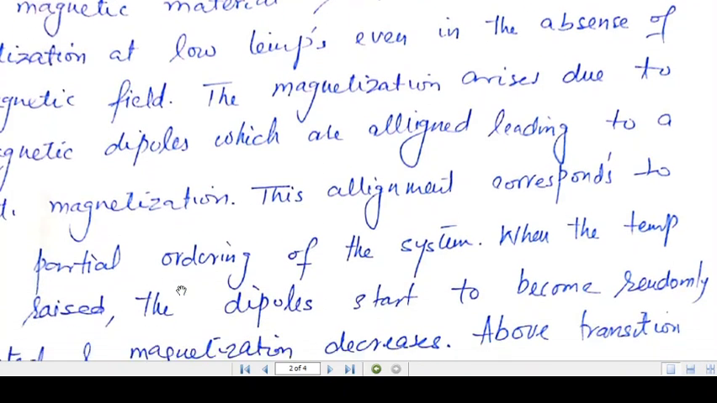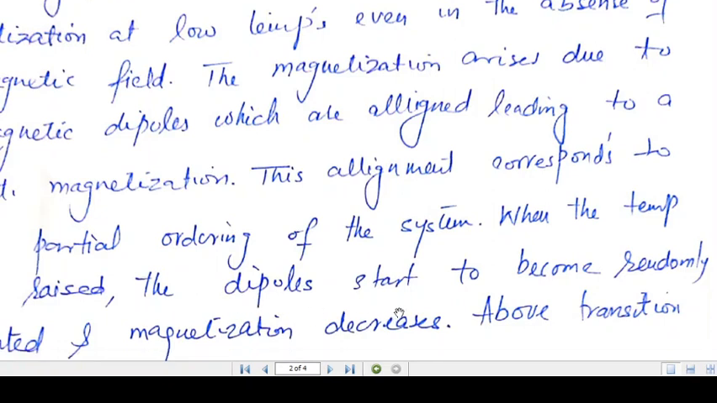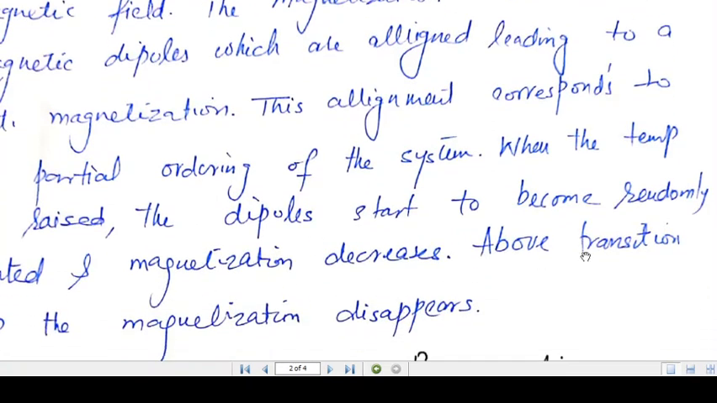This alignment corresponds to a partial ordering of the system. When the temperature is raised, the dipoles start to become randomly oriented, and the magnetization decreases. Above the transition temperature, the magnetization disappears and the system changes from a ferromagnetic state to a paramagnetic state. If we talk about the origin of magnetism in any compound, it lies in the orbital angular momentum and spin angular momentum. Whenever there is orbital angular momentum and spin angular momentum, there will be a magnetic moment associated with that atom.